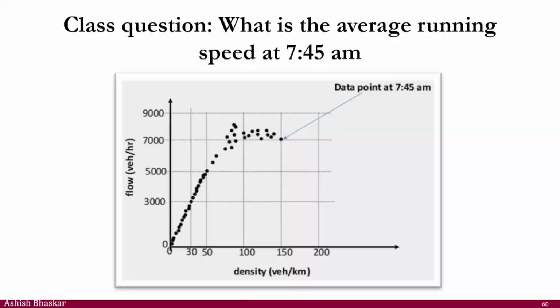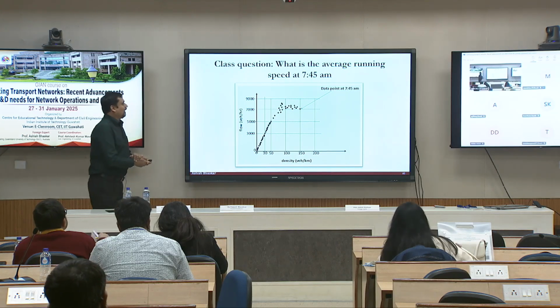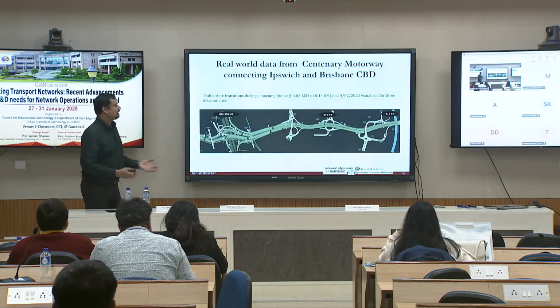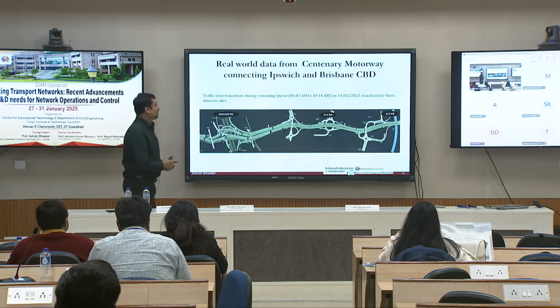How much? Yeah. So it's somewhere around 7,000 divided by 150, right? Whatever the value comes in. Good. Now, this is what we have learned at undergrad level. Let me now bring in some real-world examples here.